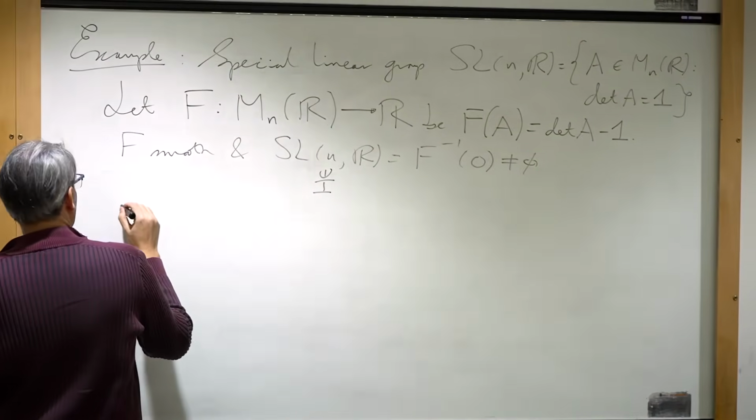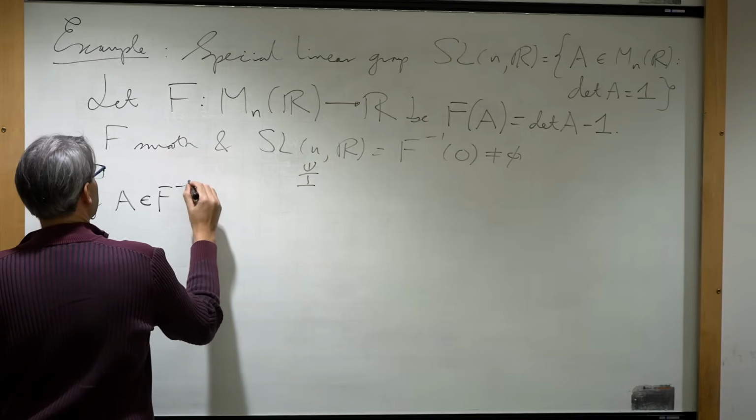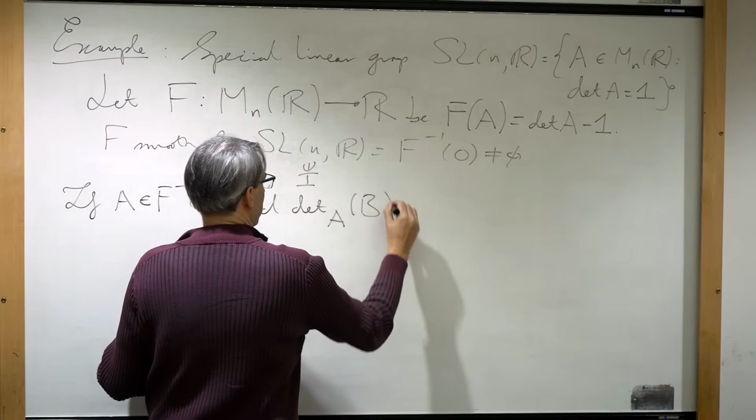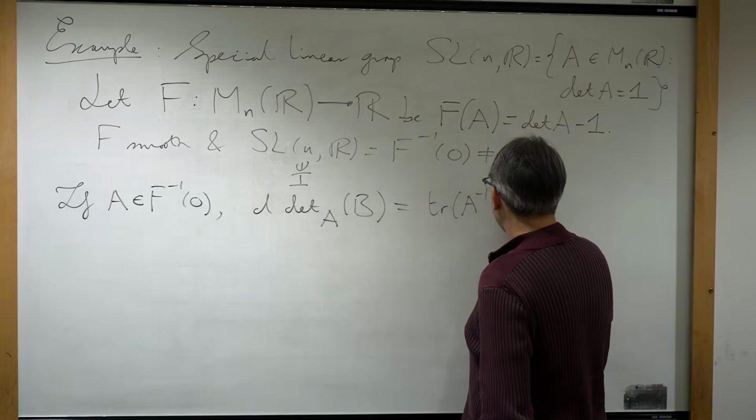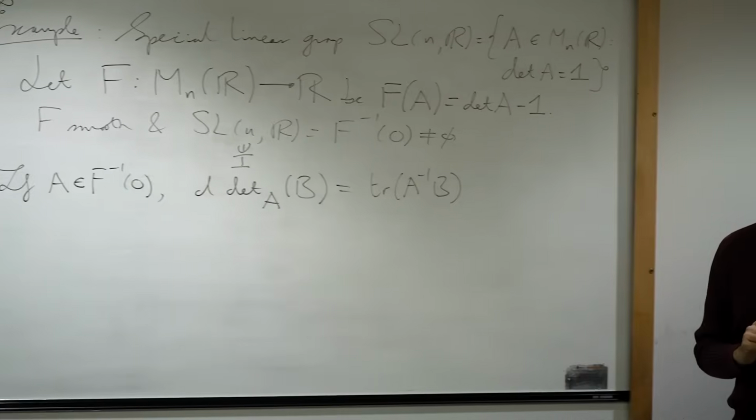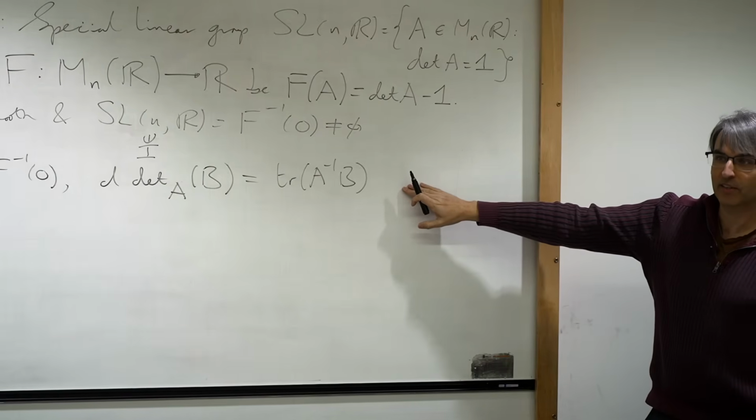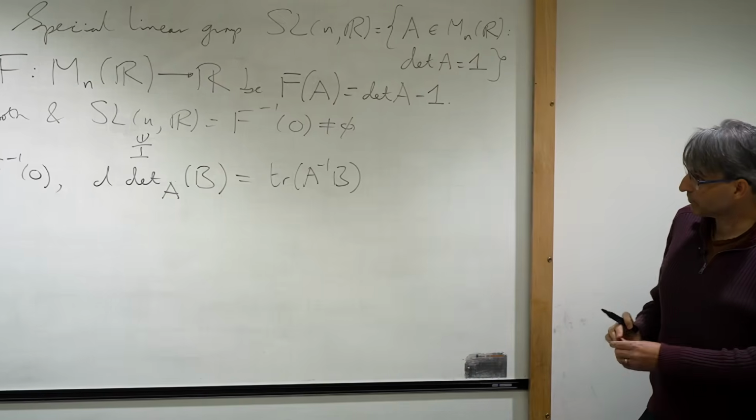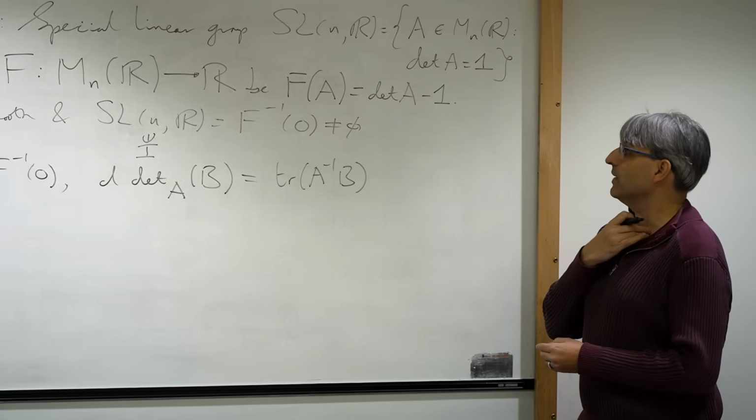Hopefully we know how to do it. So if A is in the preimage of 0, i.e. SLNR, so the determinant is 1, then the derivative of the determinant of A at a point B is the determinant of A, but that's 1, times the trace of A inverse B. And of course, A inverse exists because A is invertible. Hopefully this is not a shock to you that I've written this down. Hopefully you've seen this before. If not, this is a good exercise to show that if you differentiate the determinant, you get the trace.